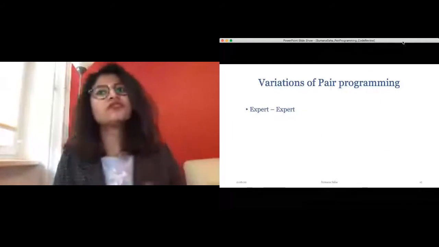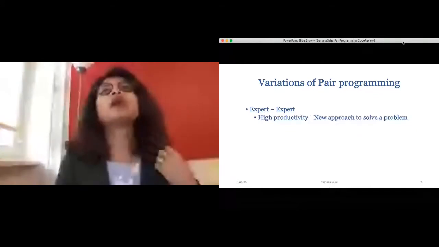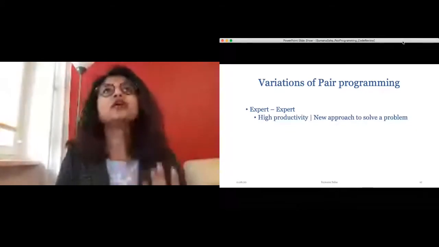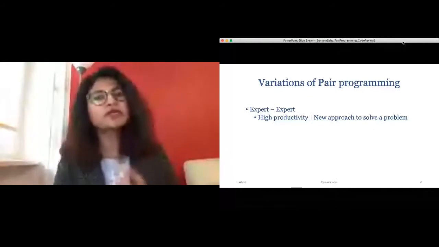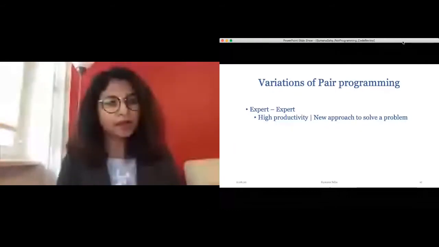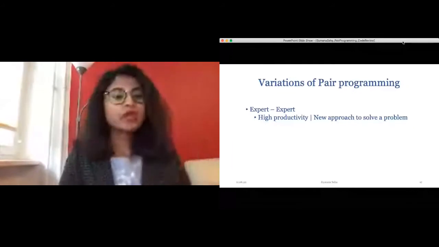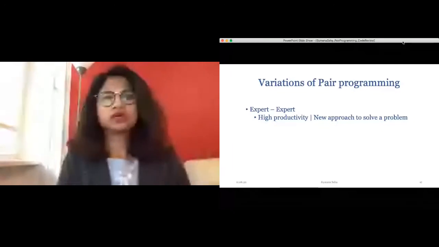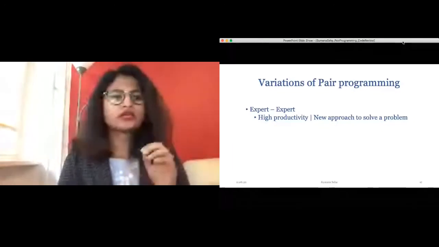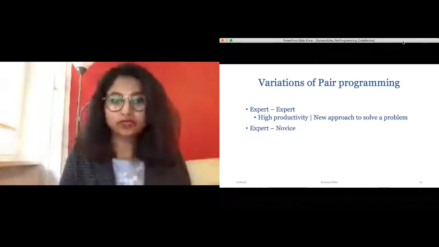The first is the variations. That means what kind of partner, on an experience level, you would like to choose. Expert means that two persons are really experienced and they are jumping into a real life problem, and they can approach any kind of solution. They can try to find a new design pattern for it, and this could lead to high productivity.